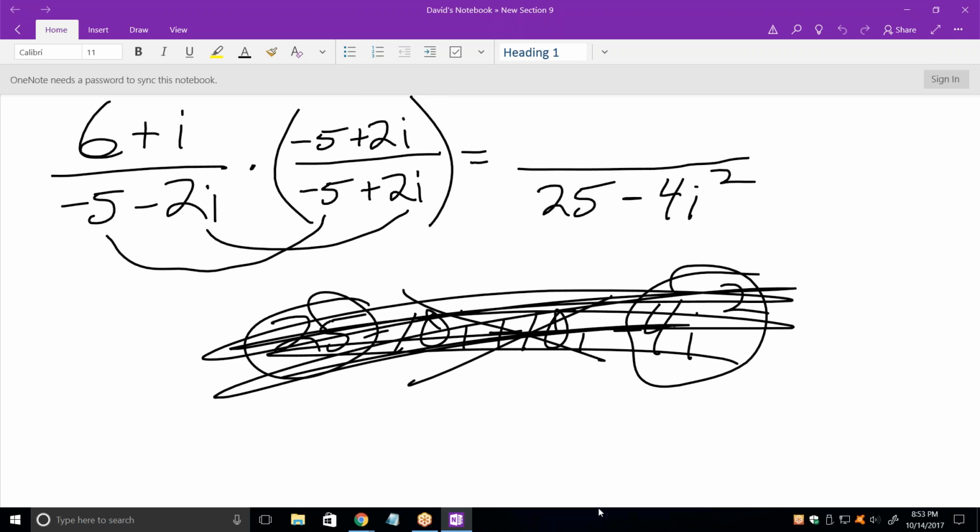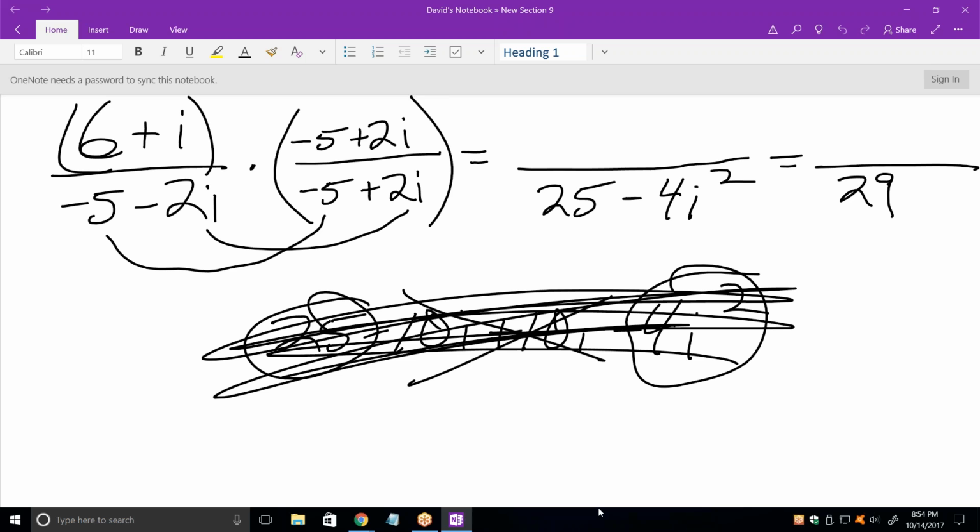Okay. What's that denominator become? That becomes 25 minus, or plus 4, so that's 29. Real number, okay? Now let's do the numerator. You got to FOIL the two numerators. Now we're not getting rid of the i in the numerator, but that's fine. You can have an imaginary numerator. You just can't have an imaginary denominator.